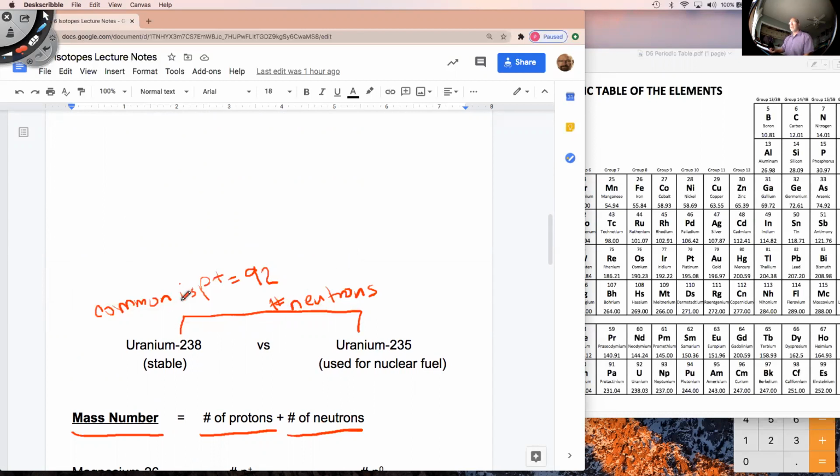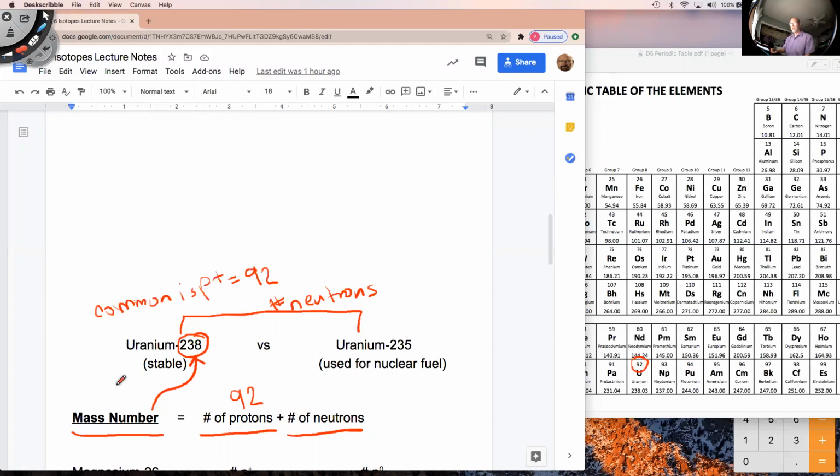So how many protons does uranium have? Uranium has 92 protons. So the number of protons is 92. How many neutrons does this have? We don't know. Well, what's the mass number? The mass number is this right here. So the mass of uranium-238 is 238. The mass of uranium-235 is 235. And so the mass equals the number of protons plus the number of neutrons. So let's find out how many neutrons we have.